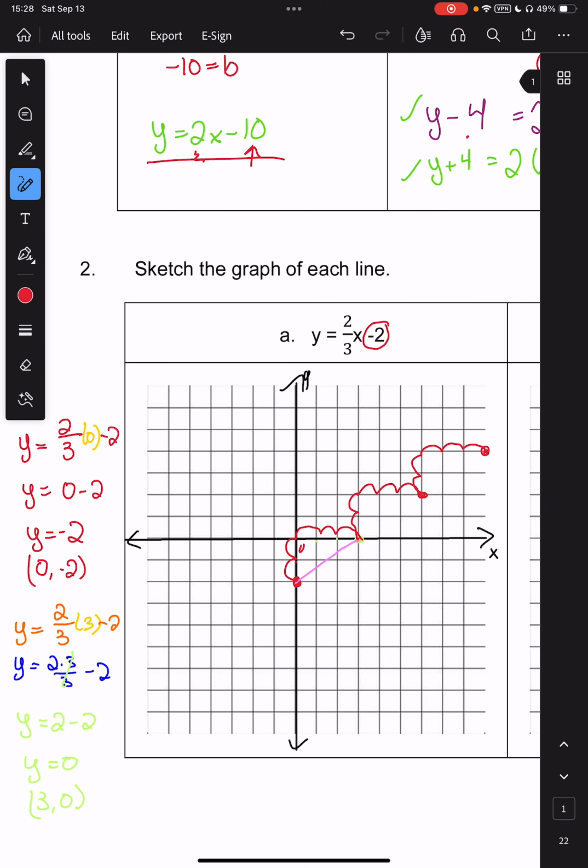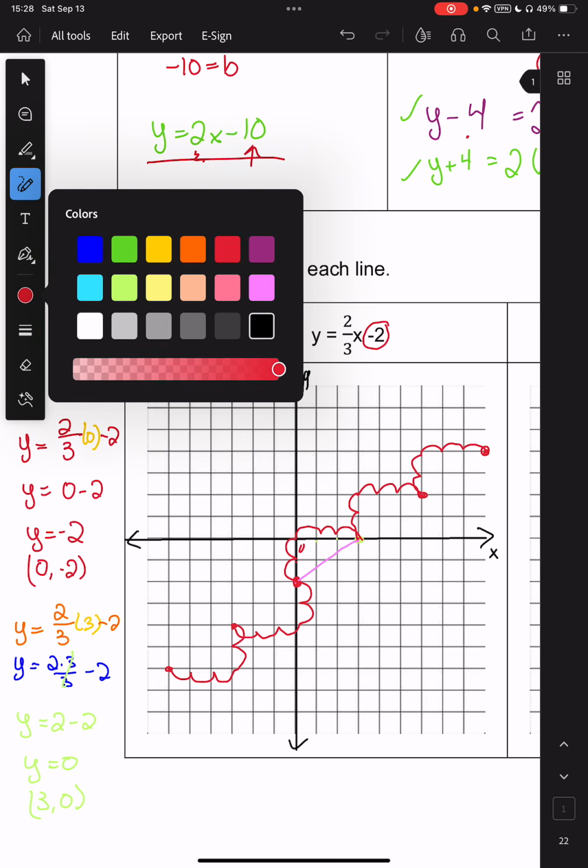And then since we're done, let's try to go down. So instead of going up 2 over to the right 3, we're going to do the opposite because we're going negative down. So down 2 over 3. 1, 2, 3 to our next point. Down 2, 1, 2 over 3, 1, 2, 3 to here. So now we have a large range of points. So let's connect them.